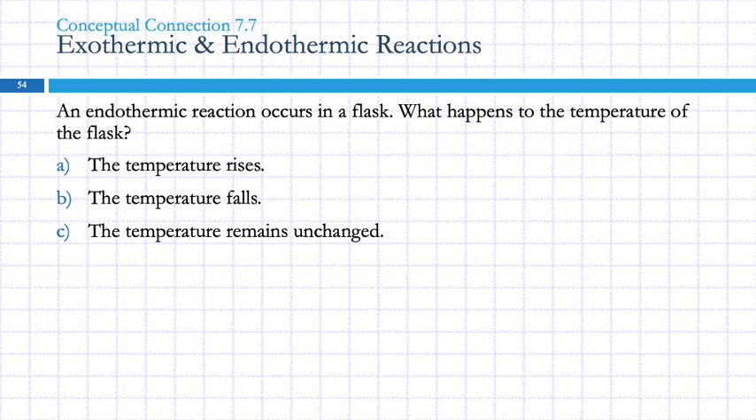An endothermic reaction happens in a flask. What happens to the temperature of the flask? So the reaction is endothermic, meaning heat's going in or out. In. Is the flask part of the system or part of the surroundings? It's going to be the surroundings. So this says that heat is going into the reaction, so will the flask get warmer or colder?